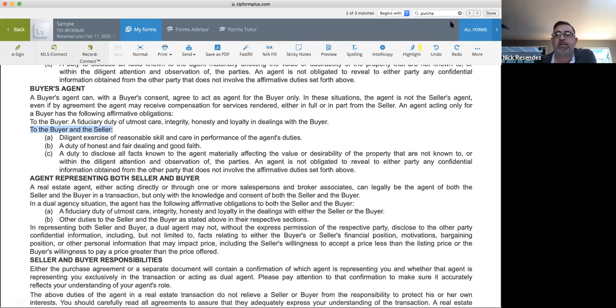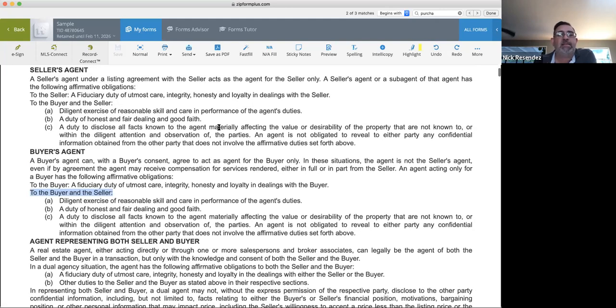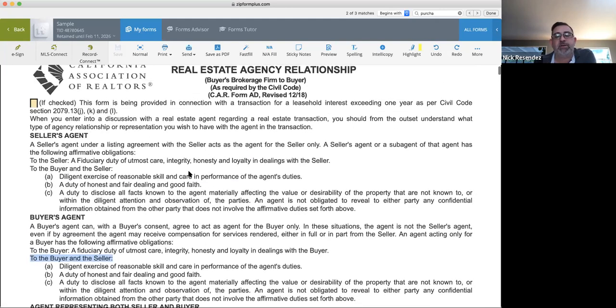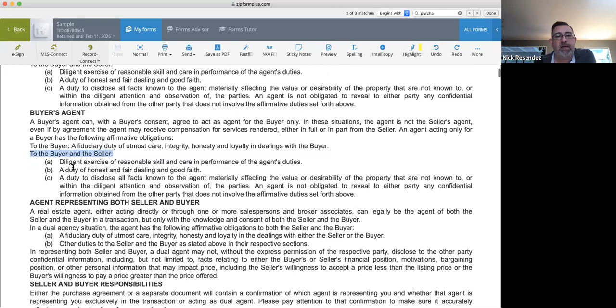Now, we don't have a duty to disclose any information that might reveal to another party something that could affect a negotiation. So we're not necessarily disclosing everything, but we do have a duty to disclose material facts, defects, things of that nature, okay? That is what the disclosure regarding agency relationships is, and it's pretty simple to just read the first sentence here, that we have a fiduciary duty of the utmost care, integrity, honesty, and loyalty. Very few people are going to have a problem with that, right? That's what they want. That's why they're hiring us.